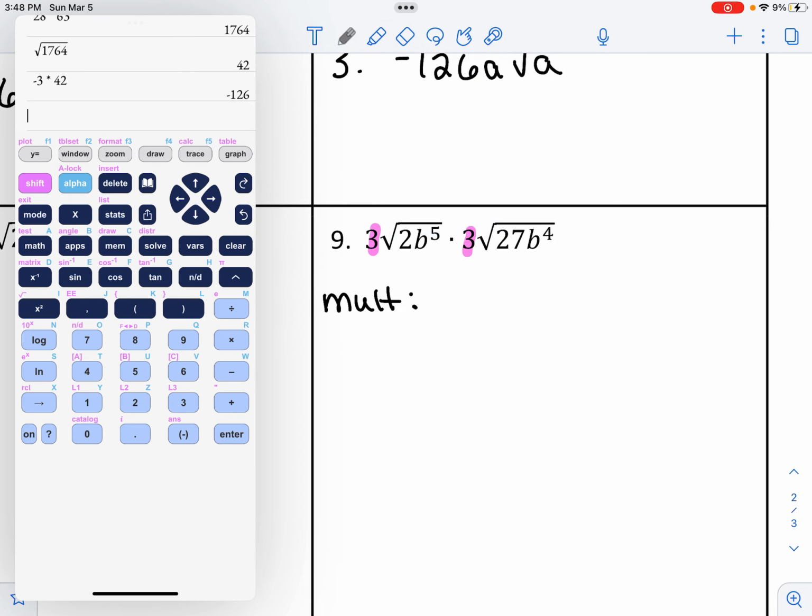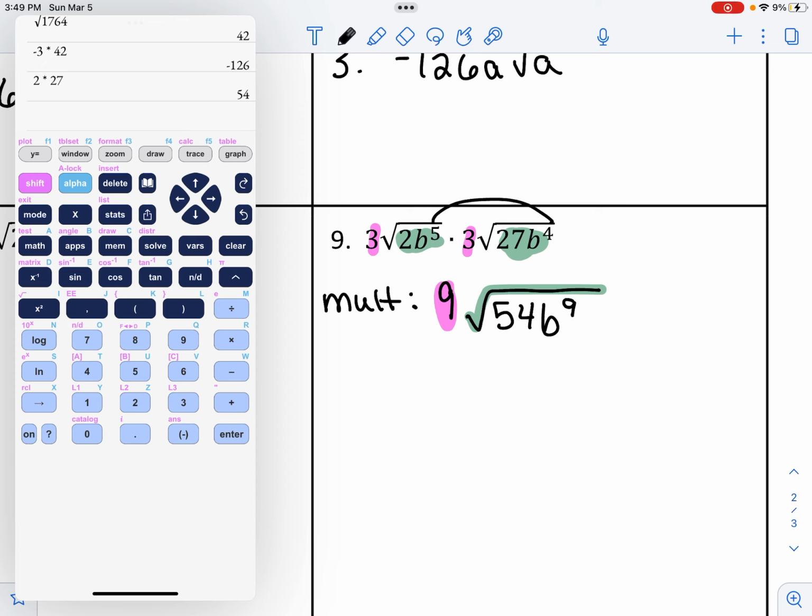So 3 and 3, when you multiply, you get a 9. He's in charge of the dog, he's vacuuming, and he's letting me do my work. What a good man. Okay, so 2 times 27 is what's going to have to go inside. Oops. What did I get? 54. And then that's b to the 9, so you add those exponents.